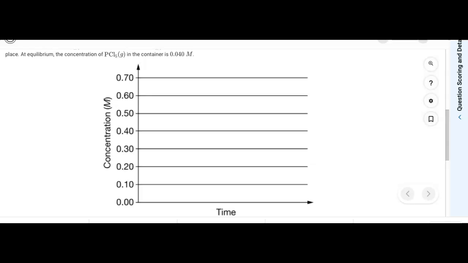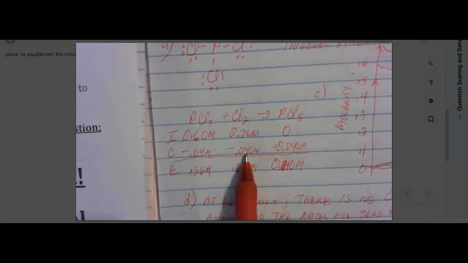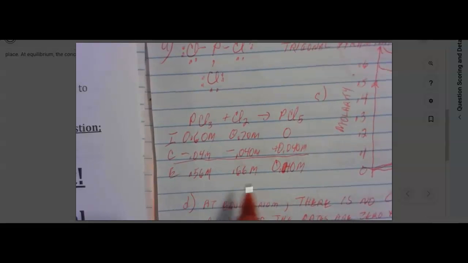So let's switch screens. We know that we started with 0.6 molar PCl3 and 0.7 molar chlorine. We started with no PCl5, but at equilibrium, we know the PCl5 is 0.040 molar. So that means this went up by 0.04 molar, and this went down by 0.04 molar, and this went down by 0.04 molar. So we have 0.56 molar, 0.66 molar, 0.04 molar.